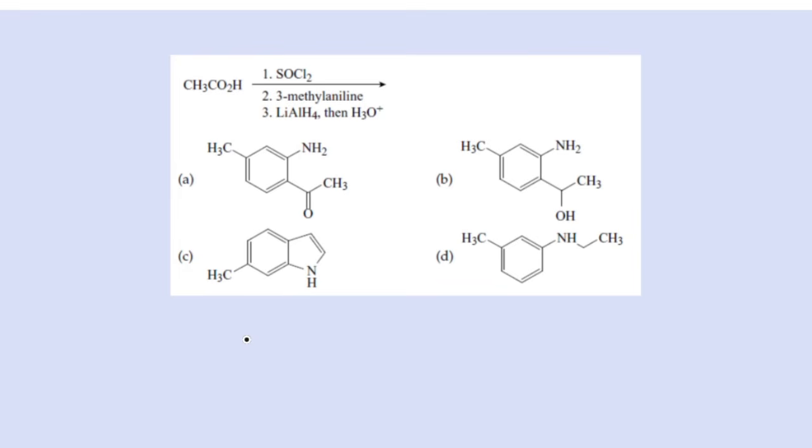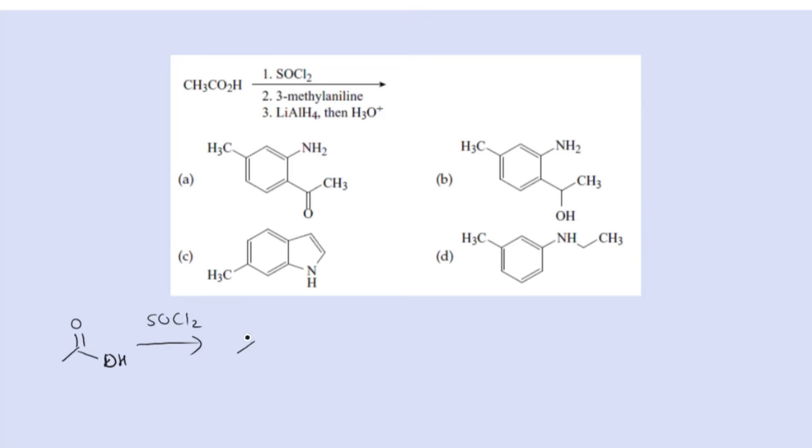Hello students, welcome back. In this video, I am going to solve some questions from carboxylic acids and their derivatives like esters, acid chlorides, anhydrides, amides, etc. The first reaction is about ethanoic acid. When it is treated with thionyl chloride, what should be the product?